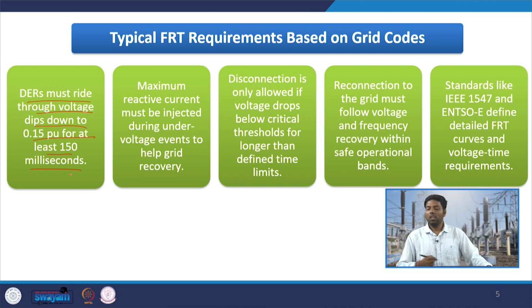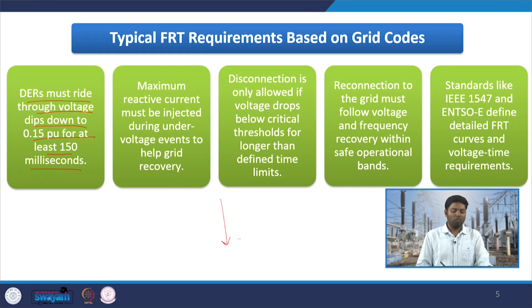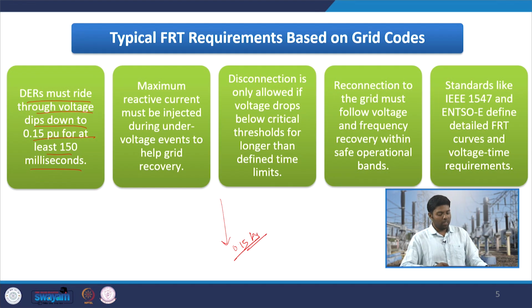So, that is your standard: if the voltage drops because of the fault, and it gets to only 0.15 per unit, you can still stay connected with the DERs for 150 milliseconds, and within that time your system has to be removed from the faulted condition. If it is not, then obviously your DER must be disconnected, but it remains connected until 150 milliseconds.